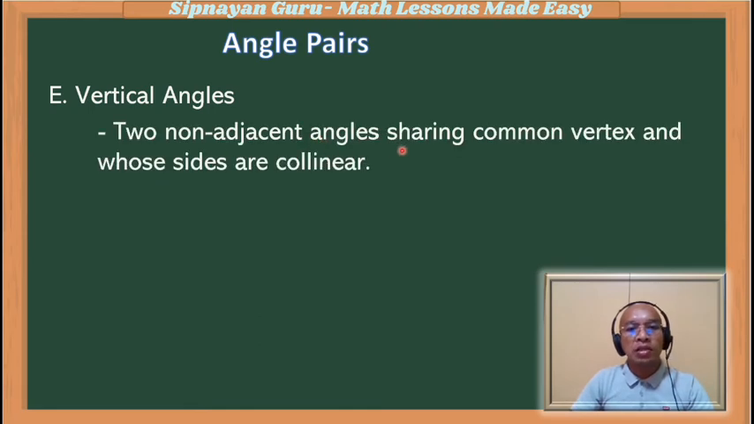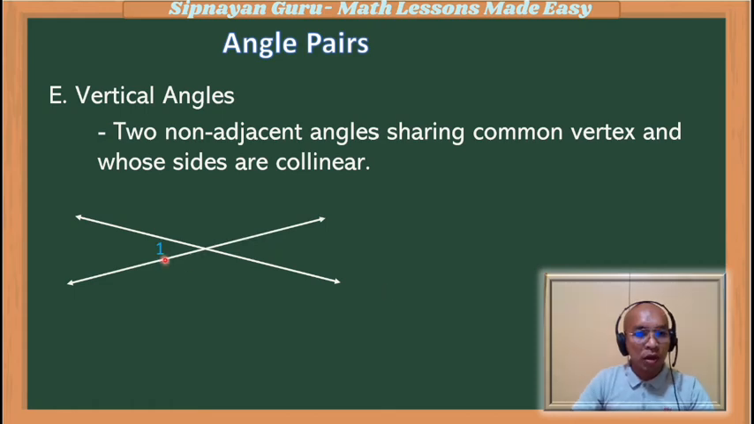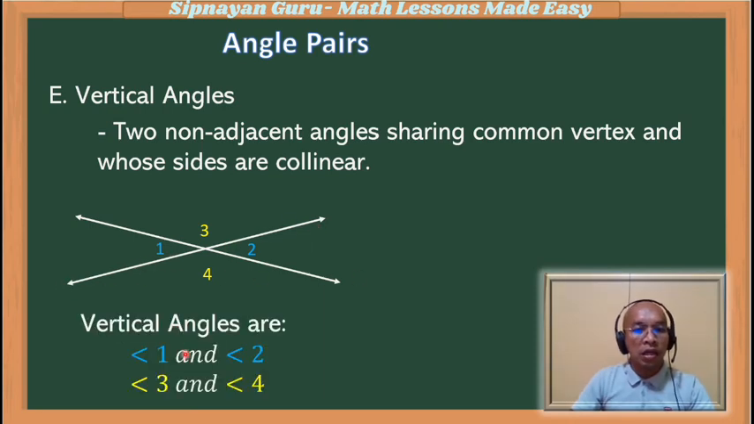Last is the vertical angles. These are two non-adjacent angles sharing a common vertex and whose sides are collinear. The vertical angles can be formed when two lines intersect. Suppose we have angle 1 and we have this angle 2. These two angles share a common vertex, which is this point. Same is true with angle 3 and angle 4. As you can see, looking at angle 1 and angle 2, their sides are forming a straight line. Angle 1 and 2 and angle 3 and 4 are called vertical angles.